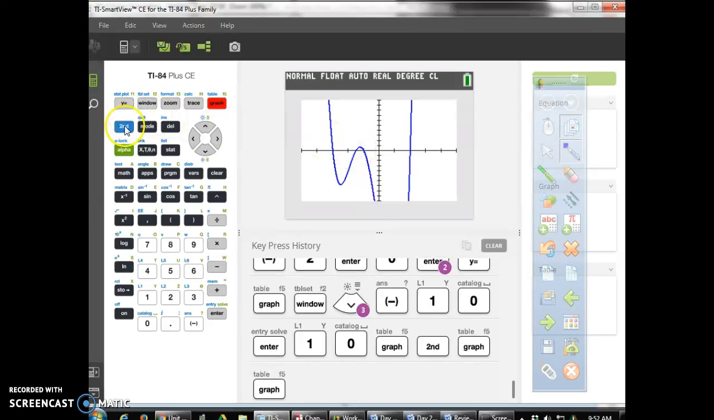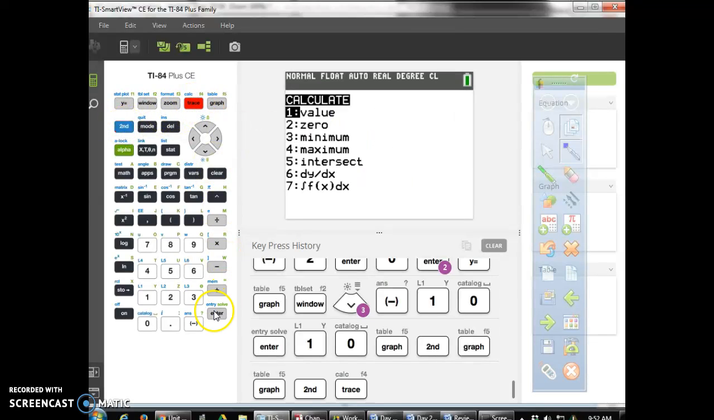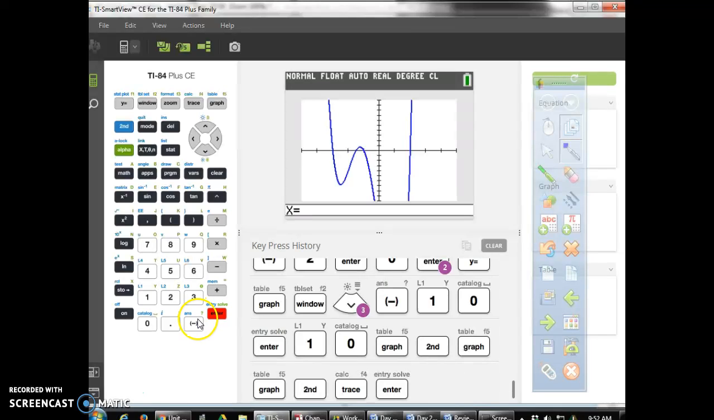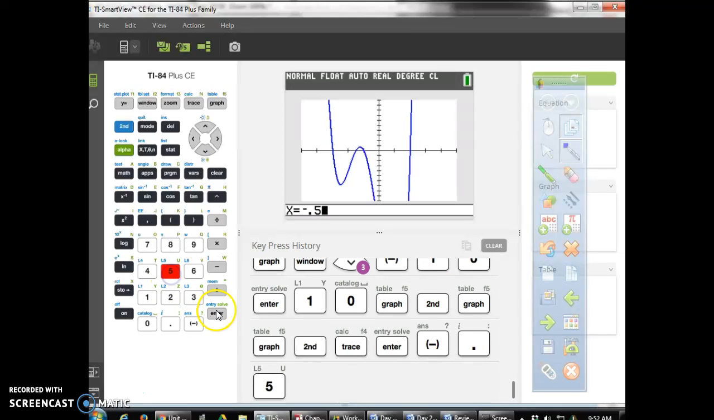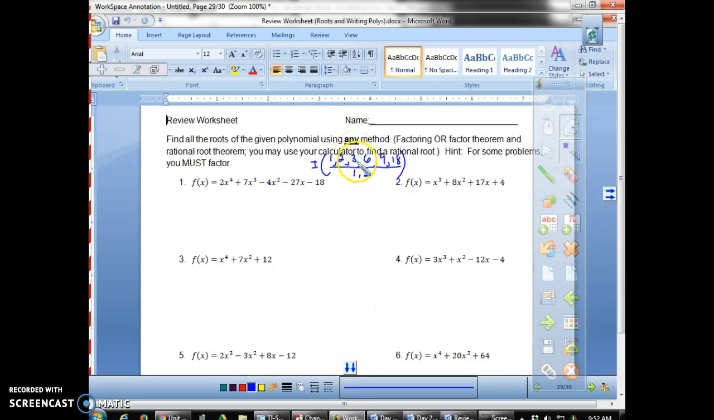So I'm going to see if that is it. So second calc, enter value here, and I'm just going to put negative 0.5, and then I press enter. That's not it. So maybe negative 1.5, because 3/2 is on our list. So let me show you what I mean by that. 3/2 is on our list because I could have a 3/2, and it would be the negative of that.